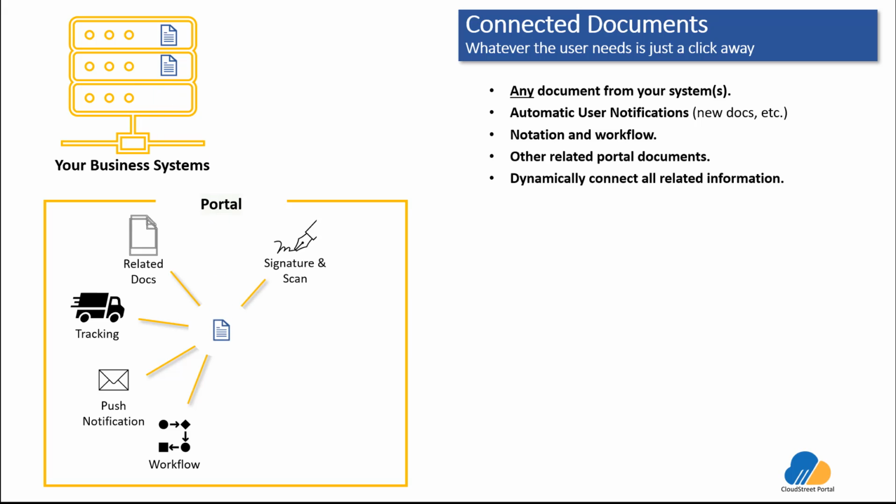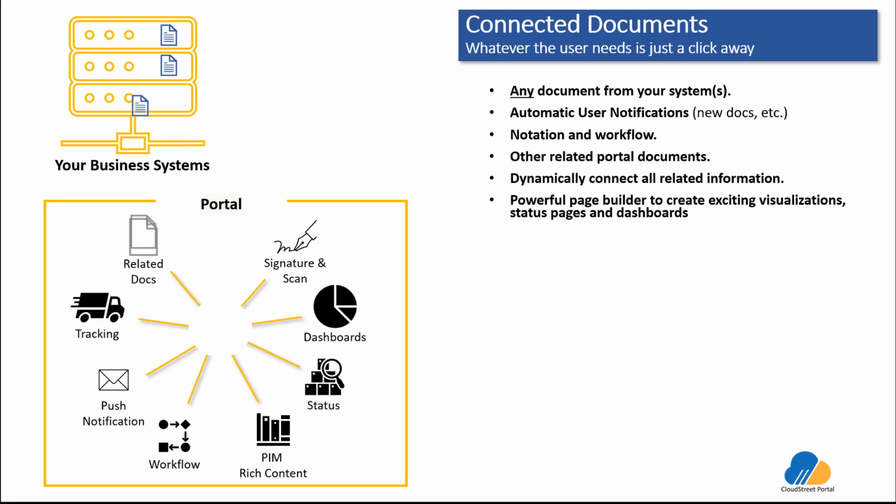But you can also link other types of information that may not even be stored on the portal. For example, you could access a tracking system, such as a FedEx or a UPS tracking system, and be able to reference tracking information related to that document. Or you might have a signature and scanning solution that's related to that invoice, and you could incorporate the image or the signature which was captured and embed that directly into the portal document.